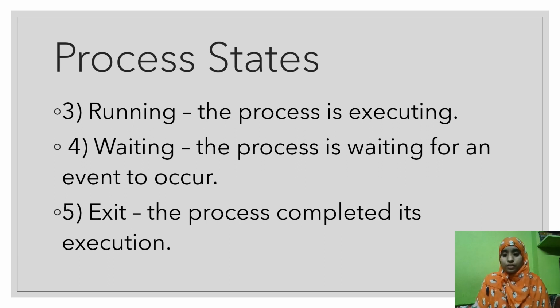New state, where the process is created. Ready state, where the process is ready to execute. Running state, where the process is being executed. Waiting state, the process waits because of an event or stays in waiting state for another process. Exit, when the process completed its execution. These are the five states. The process may be in any one of these five states.